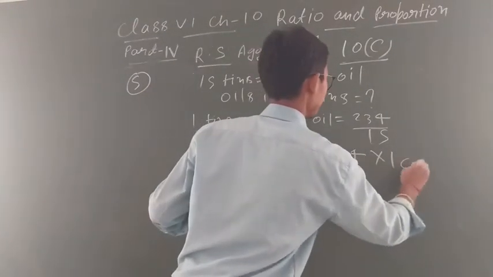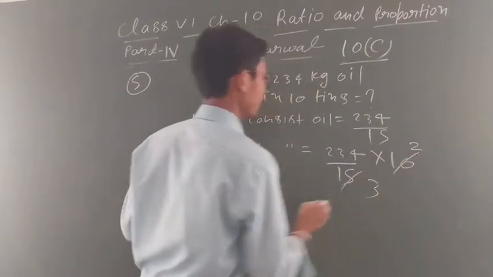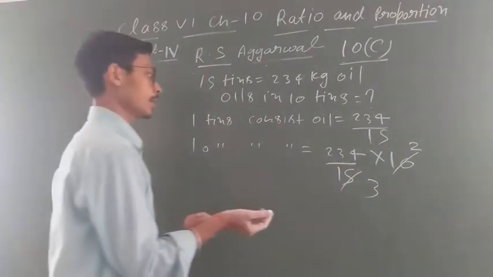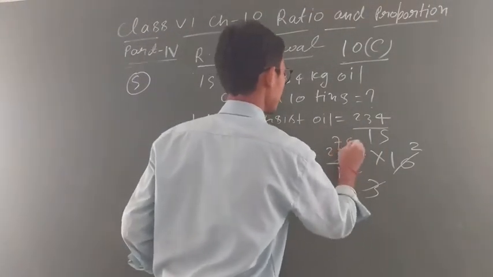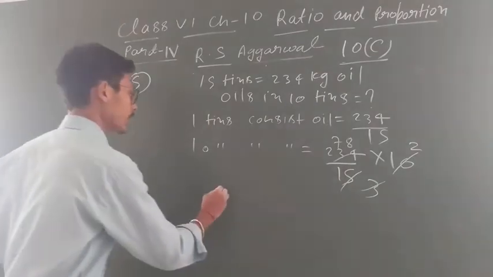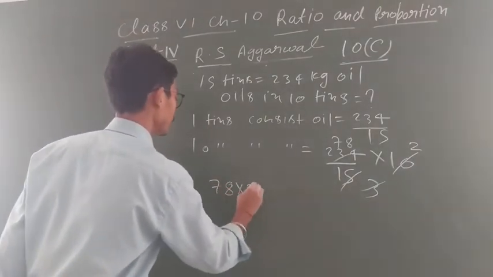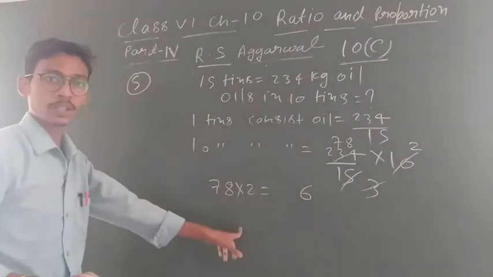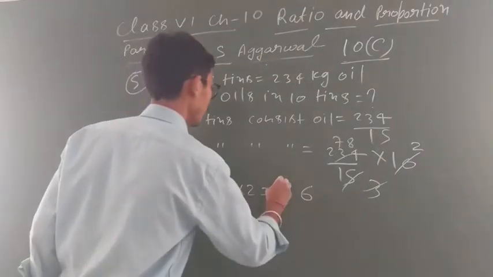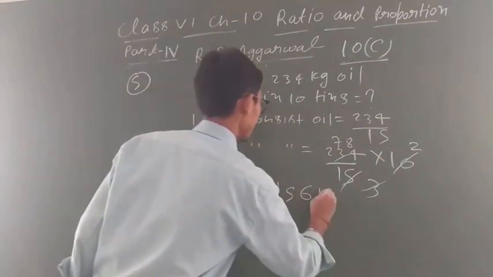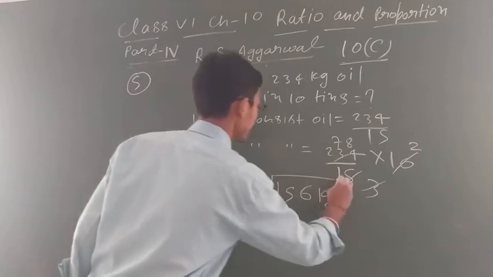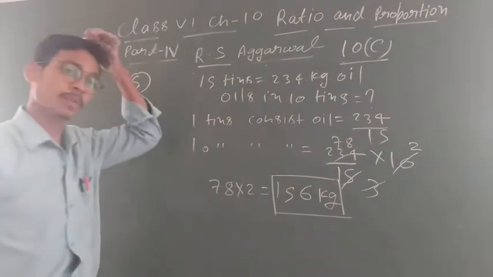Multiply by 10. 5 to the 10, 5 to the 15. Okay? 3 7 are 21, 3 8 are 20. Clear? So it will come what? 78 multiplied by 2. यानी 2 8 are 56, 2 7 are 14, और 14 and 1 15. यानी कि 10 tins consist 156 kilogram oil.